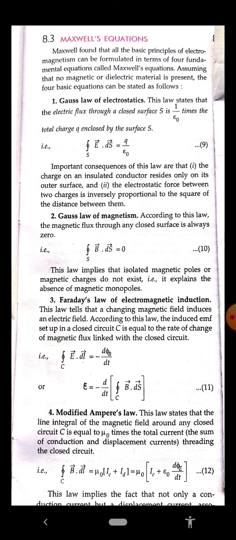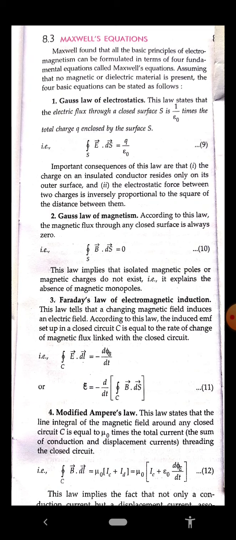Maxwell found that all the basic principles of electromagnetism can be framed in terms of four fundamental equations, and these four fundamental equations are known as Maxwell equations. Assuming that no magnetic or dielectric material is present, the four basic equations can be stated in the following form. So the first Maxwell equation is Gauss law of electrostatics.